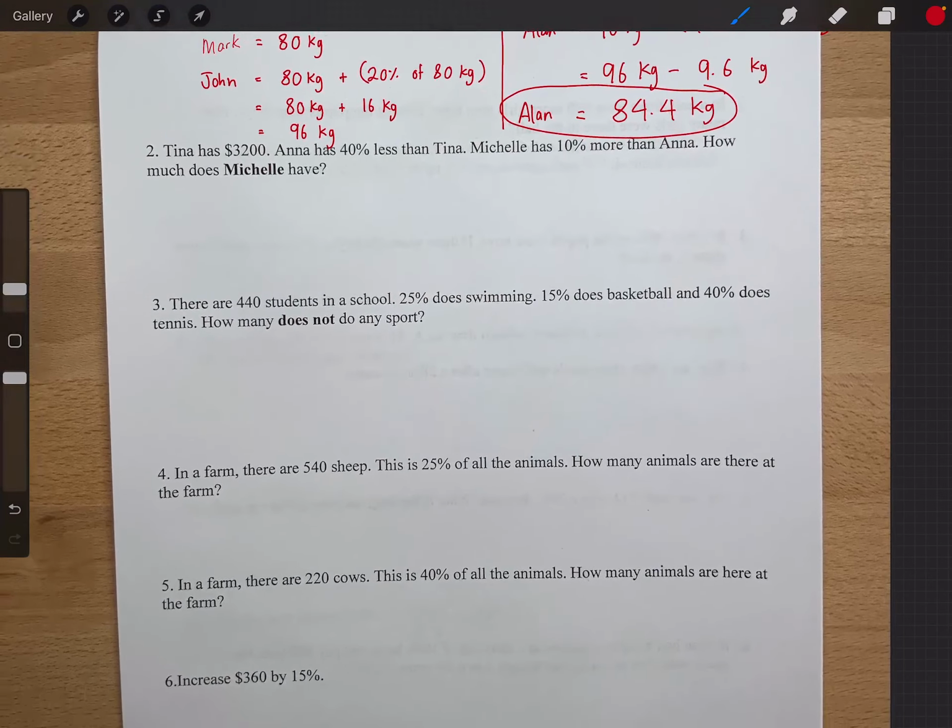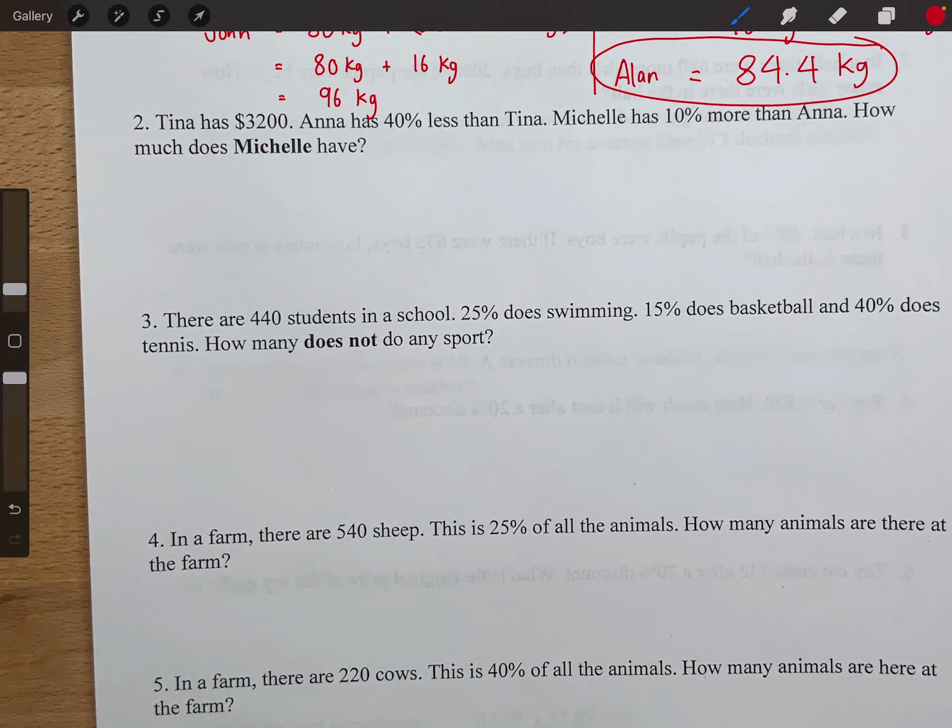Now, question 2 says Tina has $3,200. Anna has 40% less than Tina. So let's just do the same thing here. Let's put Tina first. We have 3,200. Now, Anna has 40% less than Tina. So if Tina has 3,200, how do we do that? We do 3,200, take away 40% of the 3,200.